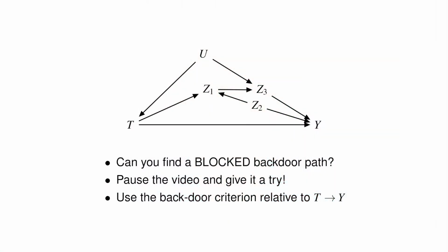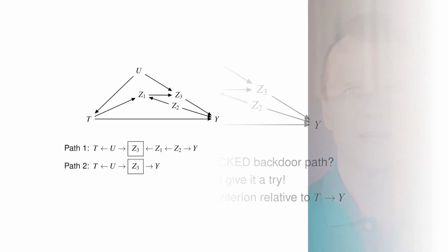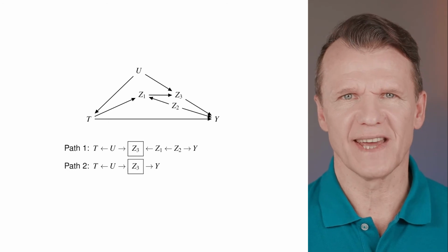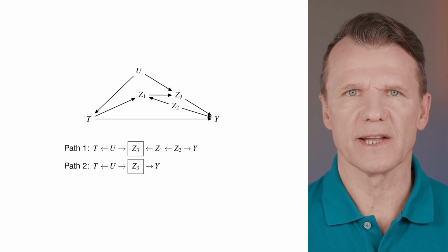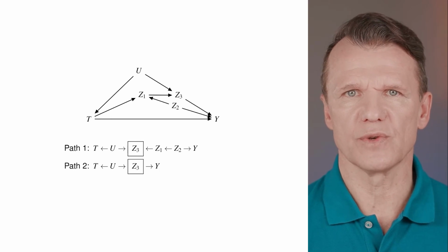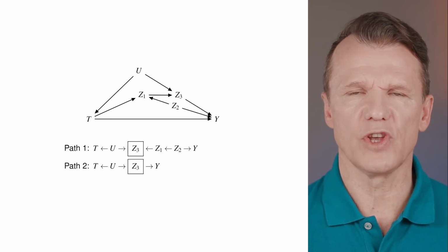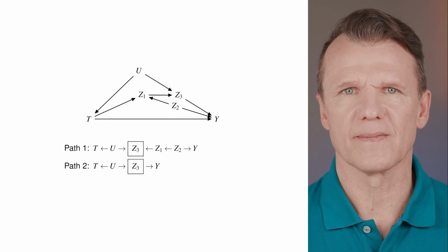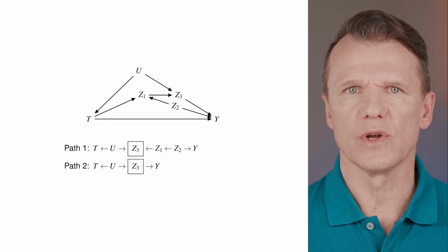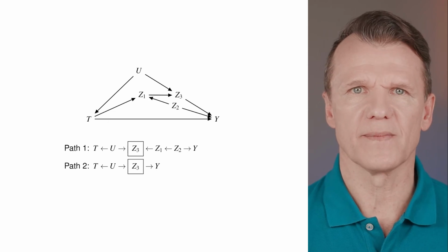Here is our next diagram. It shows a graph with blocked backdoor paths. Can you find it? Pause the video and give it a try. Was it the path that goes through Z3, Z1 and Z2? Yes, that's the one. Collider Z3 blocks it. Two arrows are pointing to it. It's a common effect of U and Z1. Still, there is another backdoor path, from T to U to Z3 and Y.